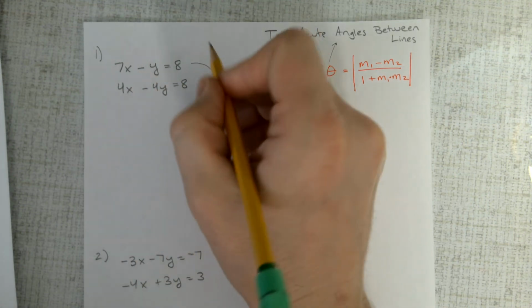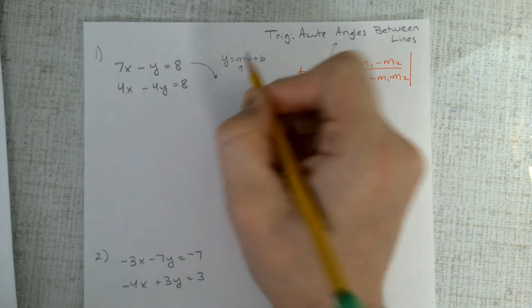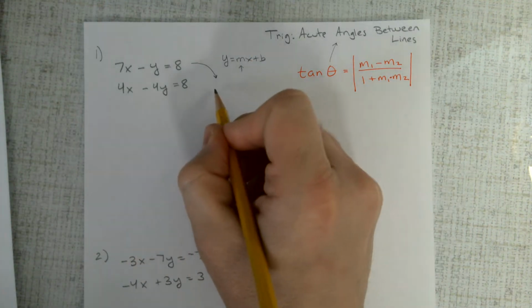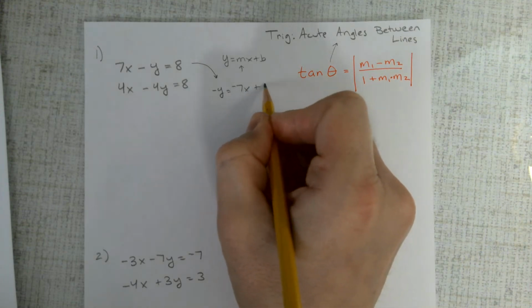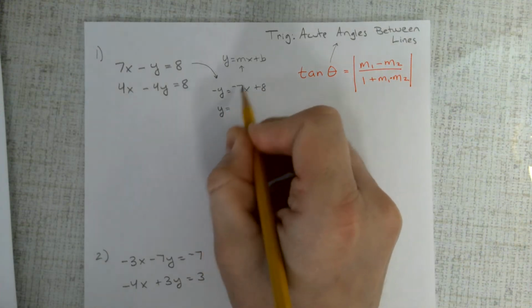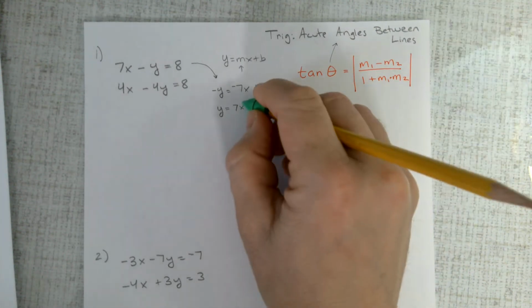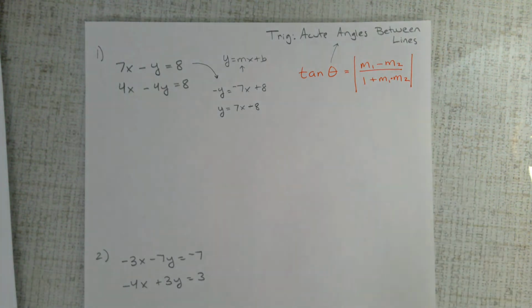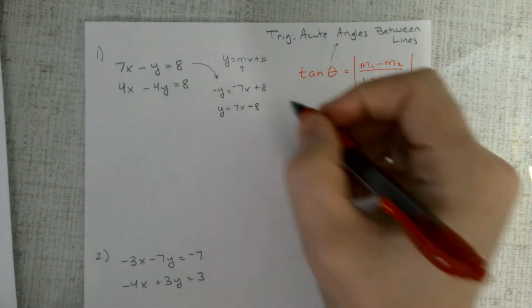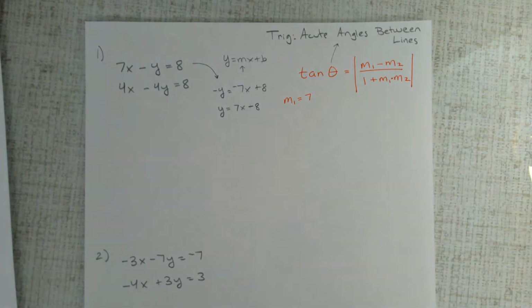Let's put this into y equals mx plus b so we can determine the slope. Well, that's a negative y is negative 7x plus 8. Divide everything by a negative 1. It's going to be a negative here at the end. And we have our first variable here. We know that the slope of the first line is 7.